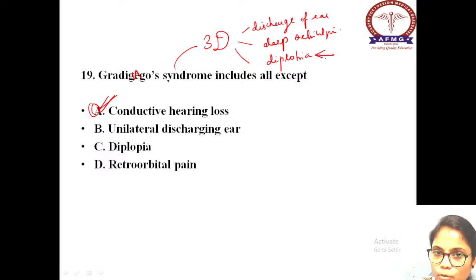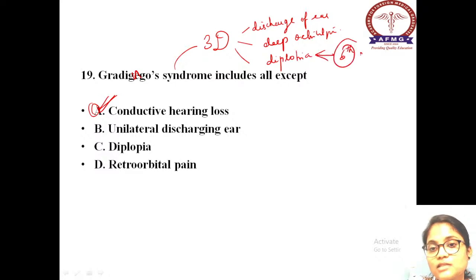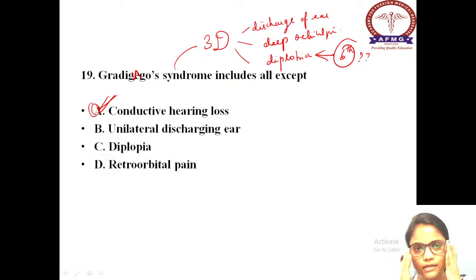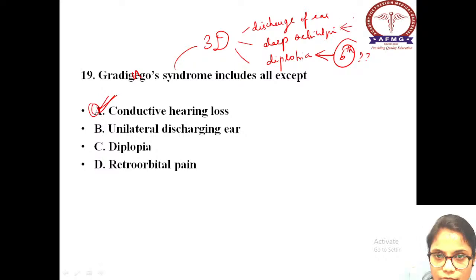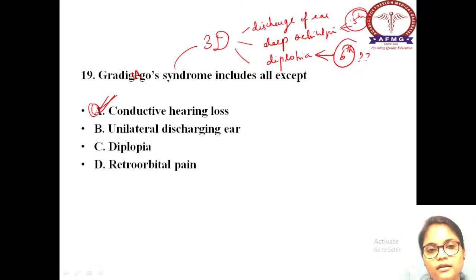Diplopia is because of your 6th nerve. Which muscle is innervated by the 6th nerve? I am expecting an answer from you. Even if there is a delay due to a network issue, I hope you answer which muscle is innervated by the 6th nerve. Diplopia is because of that. And deep pain is because of involvement of which nerve? The 5th nerve, that is your trigeminal nerve. So that is how they are important. Discharge will be there, diplopia will be there, retroorbital pain will be there, and the exception is conductive hearing loss.